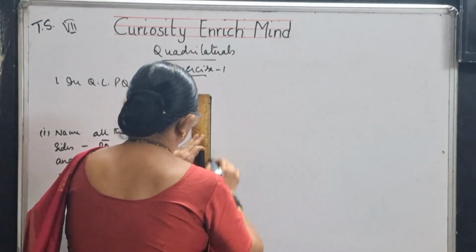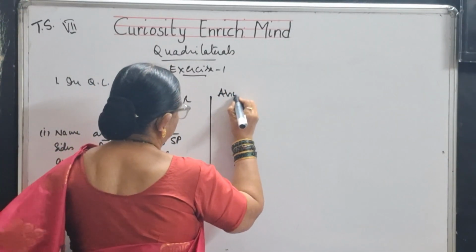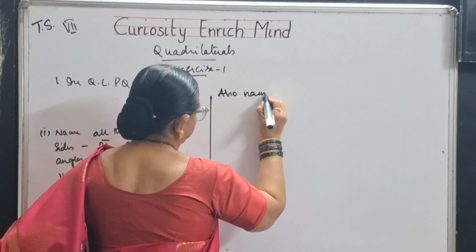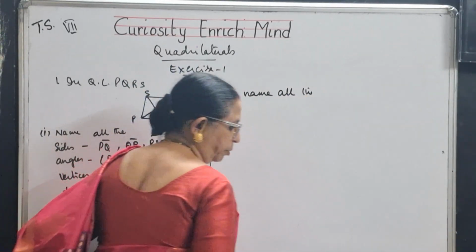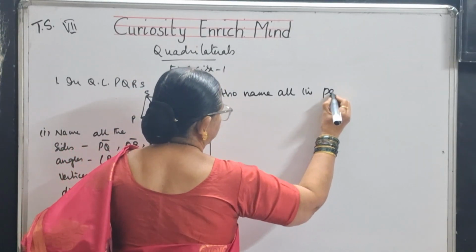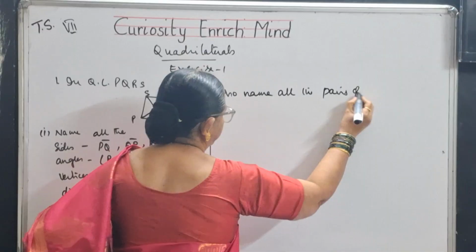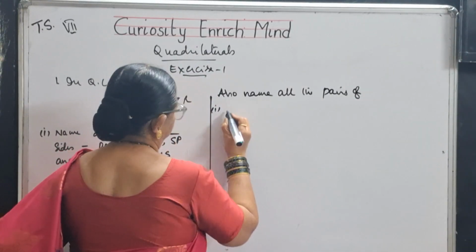Now you have the second bit. Second bit. Also name all the pairs of adjacent sides.